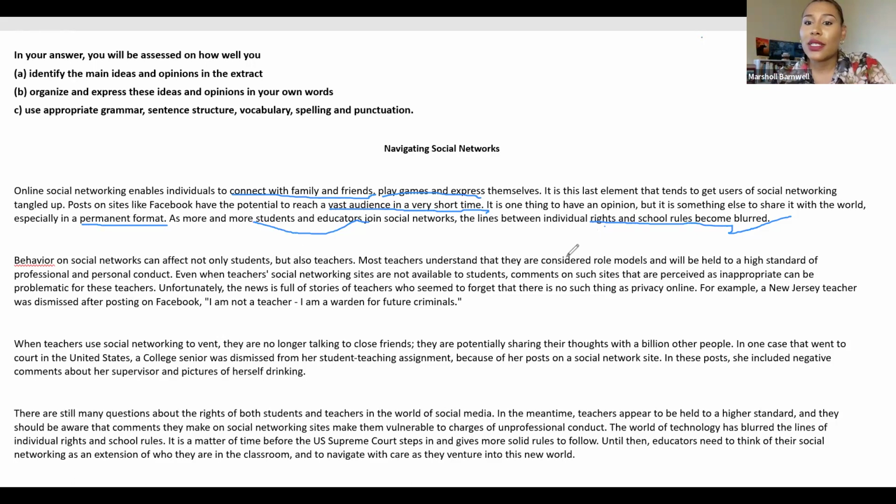Most teachers understand they are considered role models. So here we see the word role models. Highlight that and held at a high standard of professional conduct. I really needed the stylus to do this. I'm very sorry that my lines are so untidy. Professionalism and personal conduct. Even when teachers' social networking sites are not available to students, comments on sites that are perceived as inappropriate can be problematic. So, sites not available to students, comments can still be seen as inappropriate and problematic.